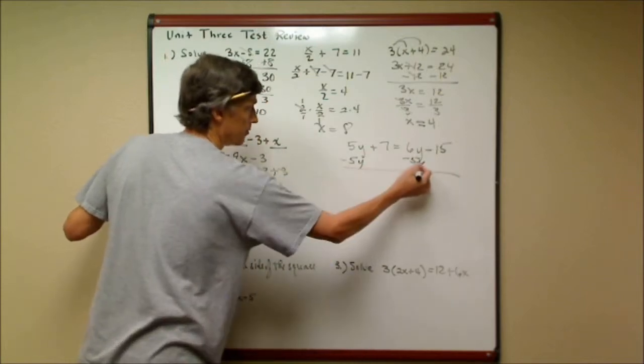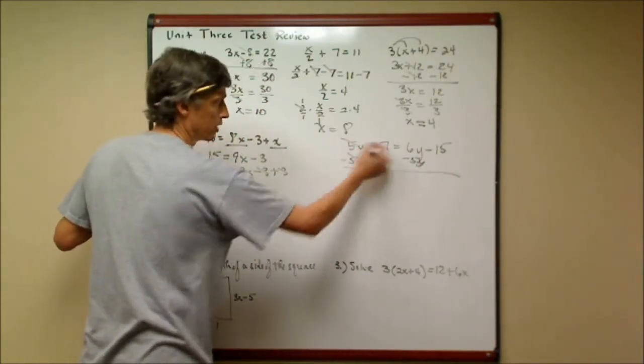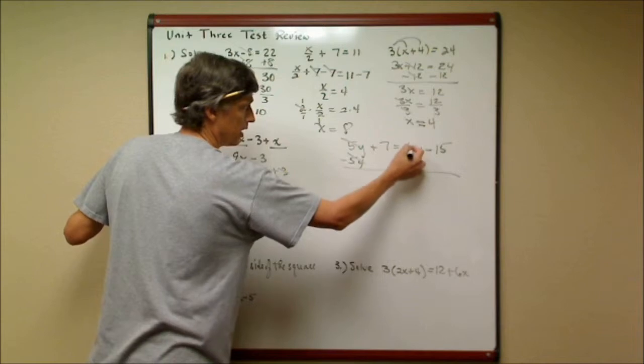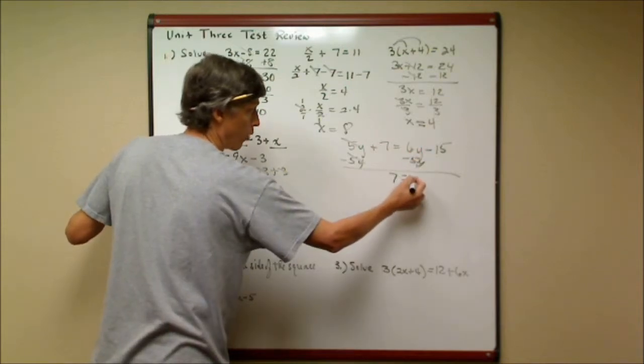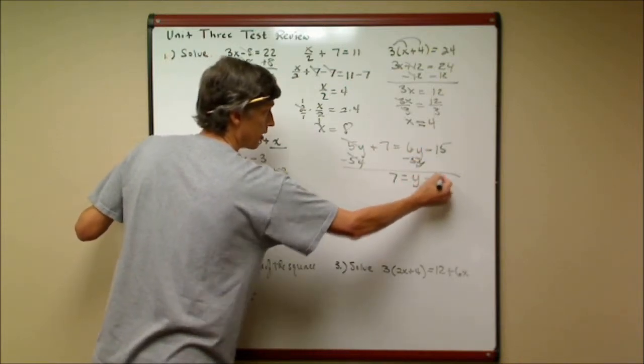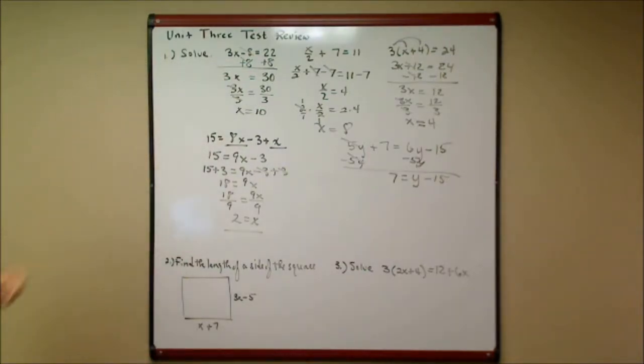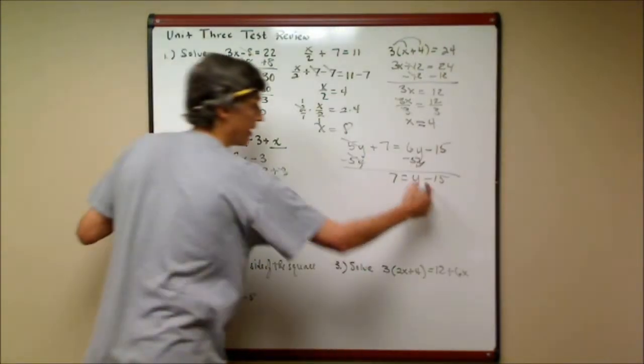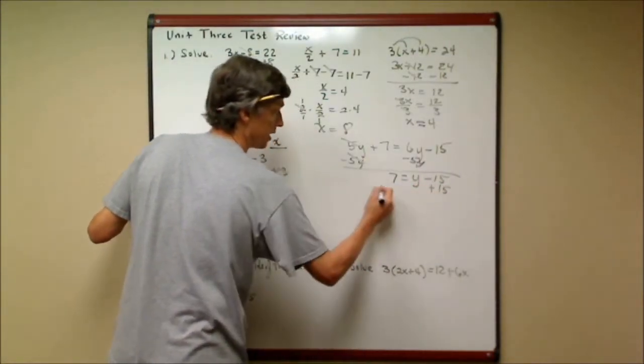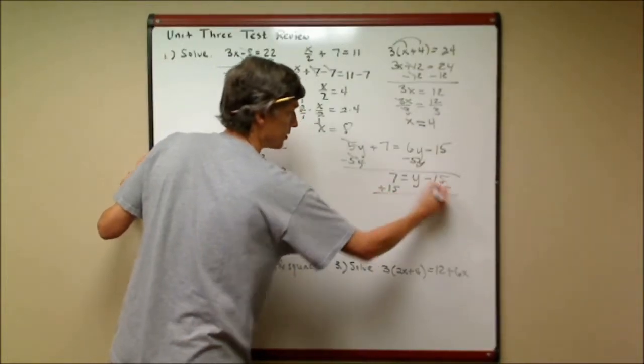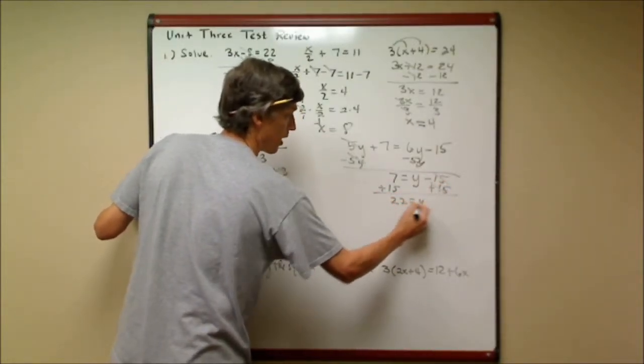Now when I do that, you'll see that those will cancel. A plus 7 is positive 7. 6y minus 5y is 1y or just y. And then the minus 15. Now it's a little one-step equation. I'm going to get rid of the minus 15 by adding 15 to both sides. And I have 22 is equal to y, and there's my answer.